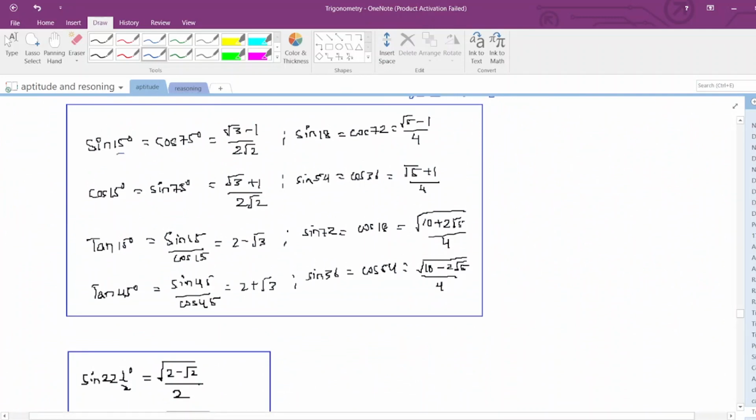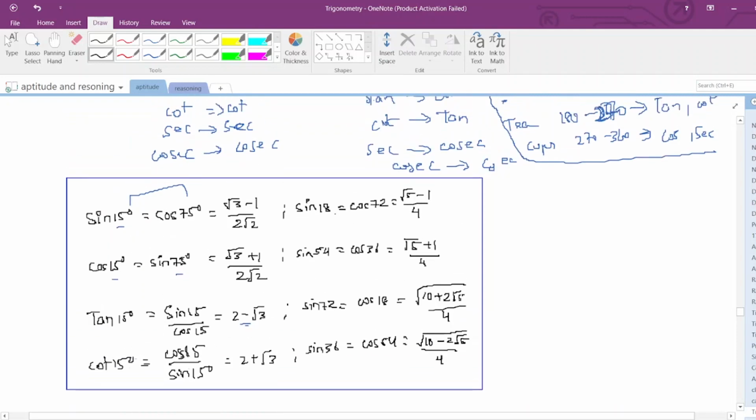Sin 15 is equal to cos 75. See, this 75 is 90 minus 15. Sin 15 is equal to cos 75 is equal to (root 3 minus 1) by 2 root 2. Direct question. Okay, you can solve it, but if you remember, it's better. And cos 15 is equal to sin 75, both again adding to 90. See, పై దానికి కింద దానికి only sign is changed, plus 1 here root 3 minus 1, here root 3 plus 1. In the same way, tan 15 is equal to sin 15 by cos 15 is equal to 2 minus root 3. And cot 15 is equal to cos 15 by sin 15, okay, 2 plus root 3.